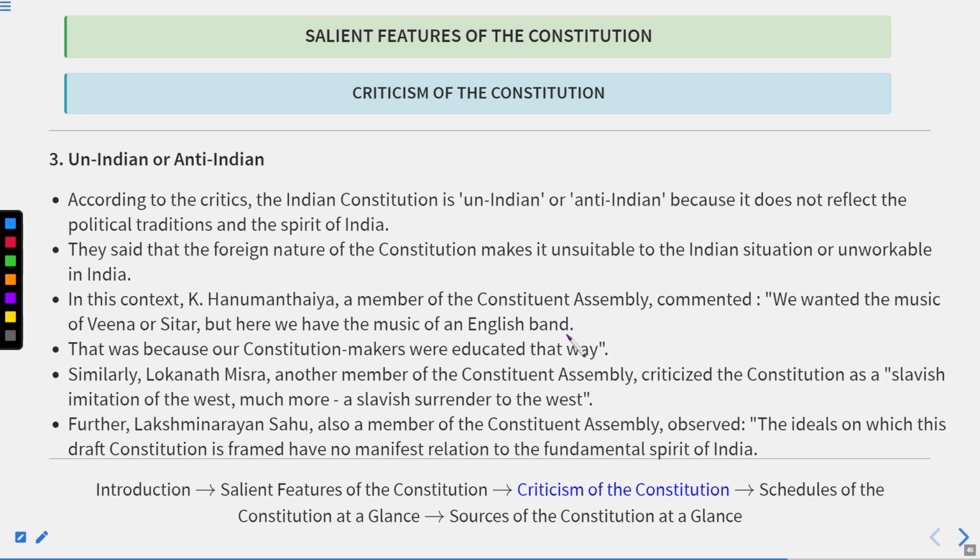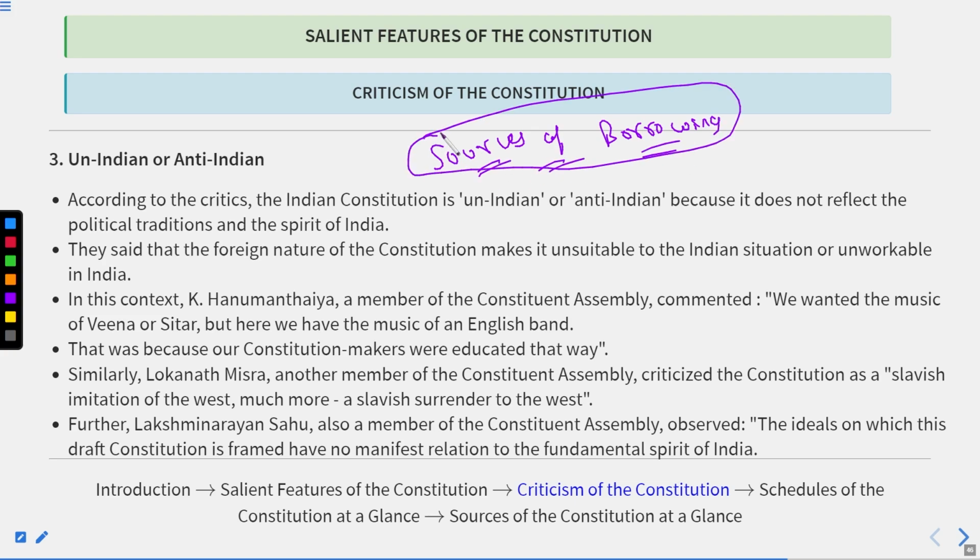Similarly, Loknath Mishra, another member of the Constituent Assembly, criticized the constitution as a slavish imitation of the West, much more a slavish surrender to the West. So what about all this? When we talk about the sources of borrowing, I will show you the sources from where we have borrowed the constitutional provisions. Then only you will understand why we are saying that it is a direct copy paste of Western culture. All right.